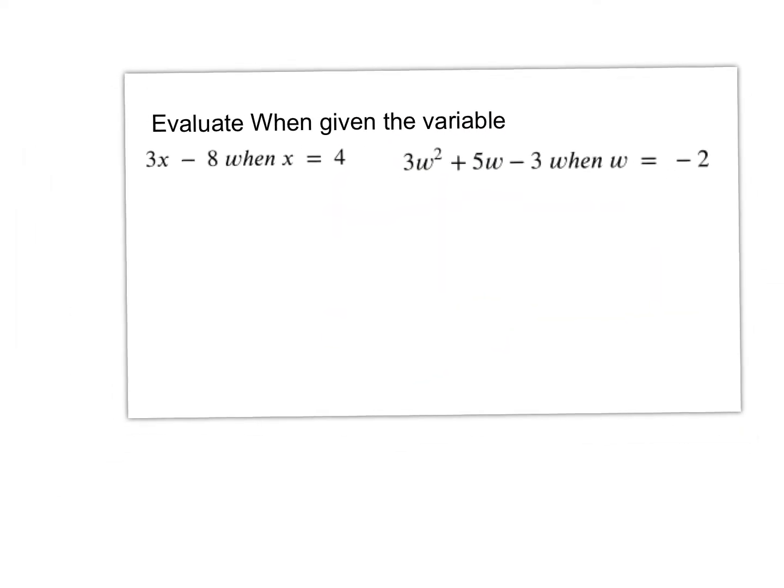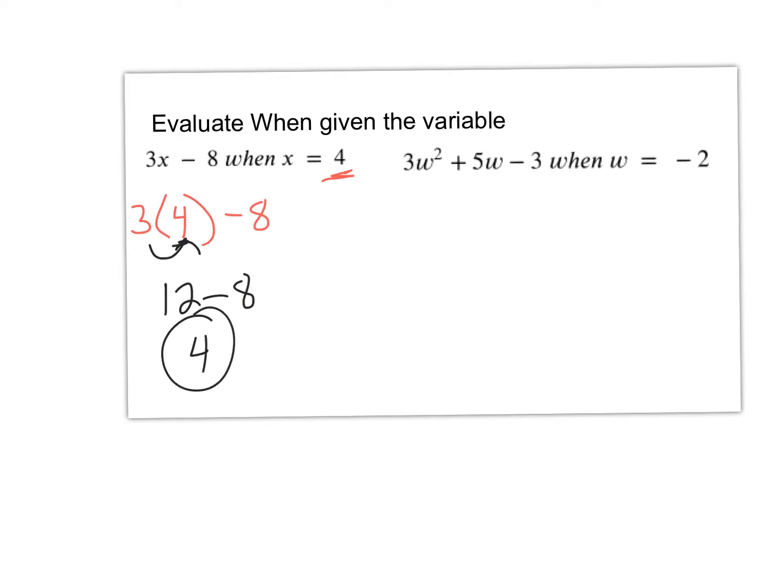All right, evaluating. This is using substitution. So I'm told that x is 4, and the problem is 3x minus 8. So everywhere I see x, I'm going to replace it with 4. So now we're going to solve it out. Parentheses, can I do anything? No. Exponent, no. Multiply, yes. So 12 minus 8, and 12 minus 8 is 4. So we got that one. That was easy.